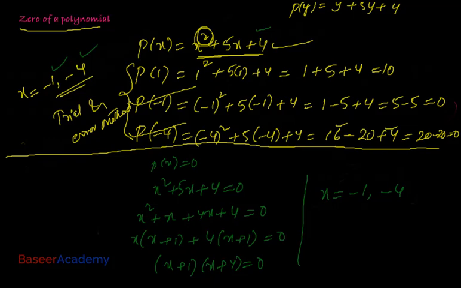So to find the zeros of a quadratic polynomial, all you have to do is equate the polynomial with 0 and find the value of x. These values would be zeros of this polynomial.